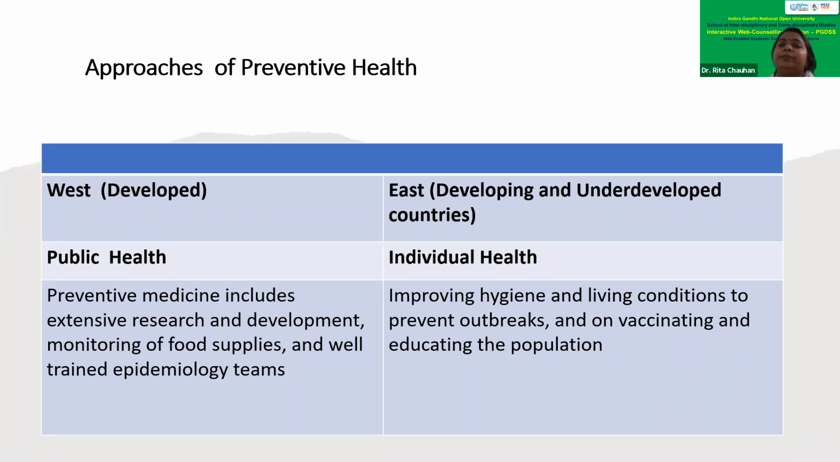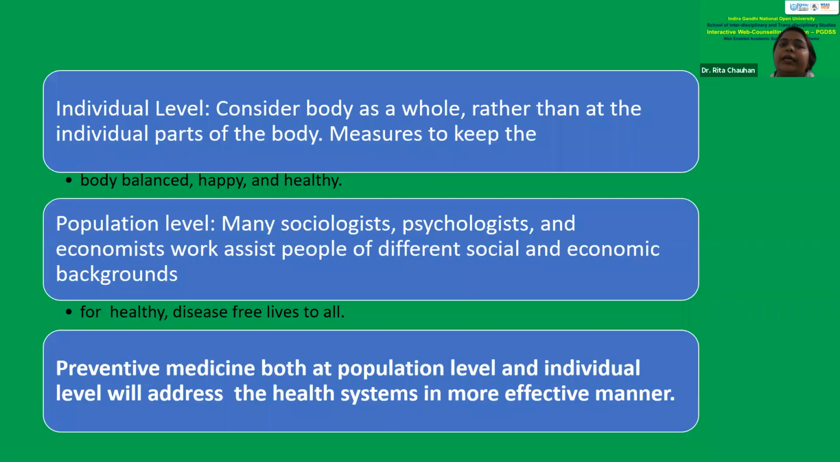Whereas in countries of the eastern part, including India, we are concentrating on preventive health more at an individual level, by improving hygiene or living conditions to prevent outbreaks, having vaccination and educating the population. Again, when we consider preventive measures at the individual level, we consider the body as a whole rather than individual parts of the body. So our focus will be to make individual health important. For this, the body will be considered happy and healthy at the individual level.